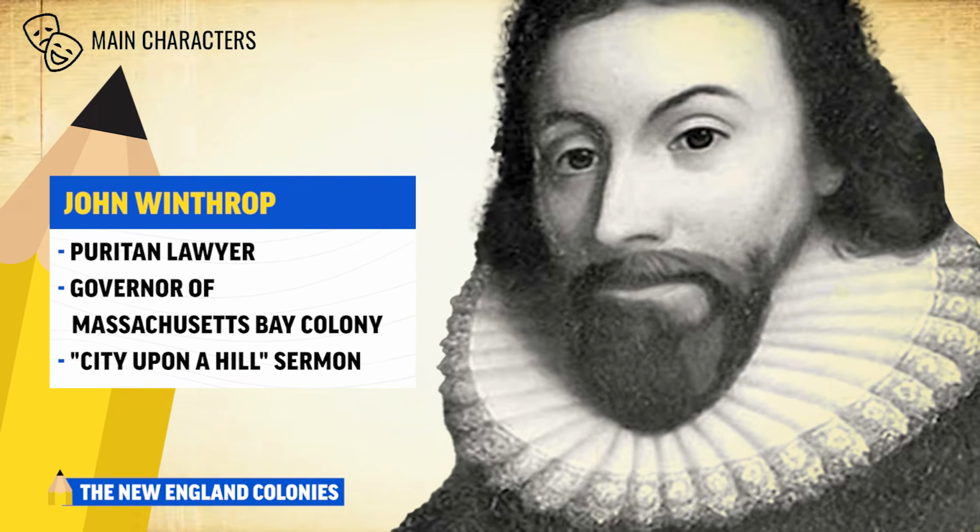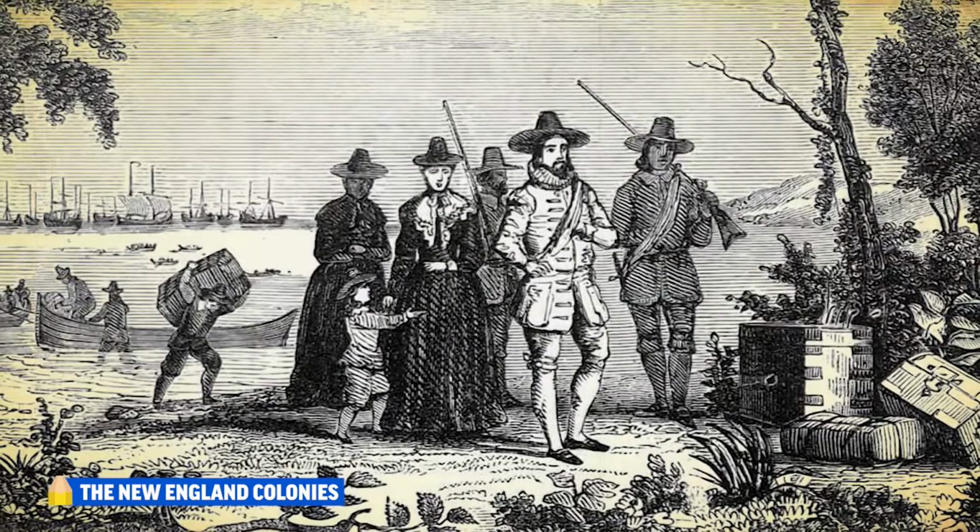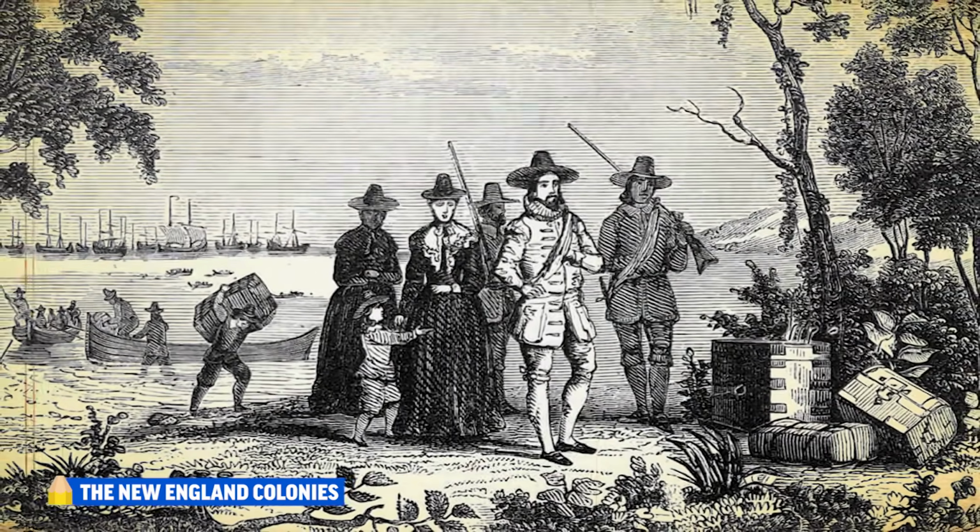Plymouth was later absorbed into the larger Massachusetts Bay Colony, which was founded by John Winthrop. In one of his sermons, John Winthrop described the colony as a city upon a hill. He wanted Massachusetts to be an example of a perfect Puritan community that others would look up to. But the colonies of Rhode Island and Connecticut were very different from Massachusetts.